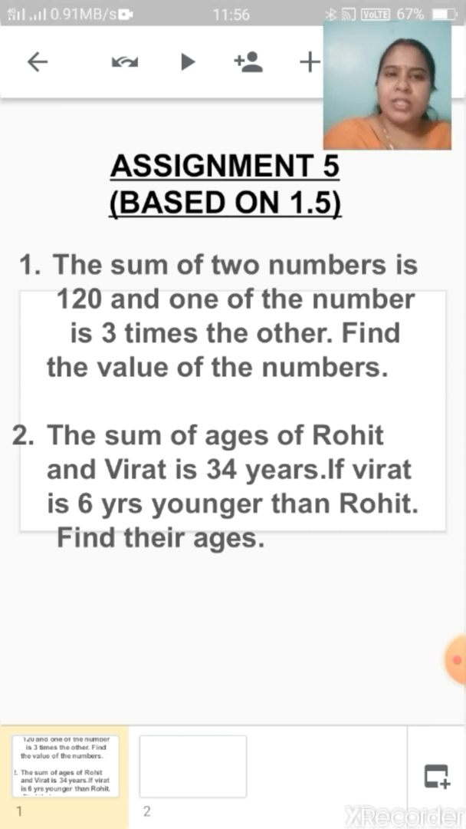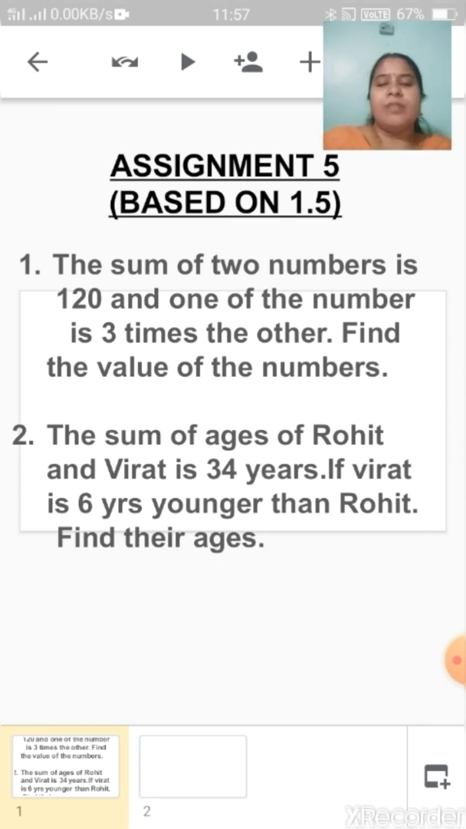If you don't understand anything, you can ask me whenever we resume back to school, but please try it on your own. Trust me, if you have understood those 3 sums, these 2 sums will be very easy for you to solve. Now look at the sums. The sum of 2 numbers is 120 and one of the numbers is 3 times the other. So you can assume one of the numbers as x and the other as y and accordingly get 2 equations and simplify it as per your choice, any method.